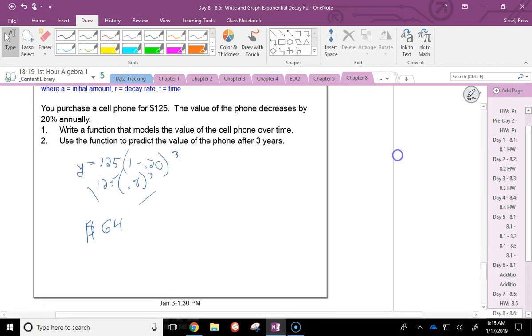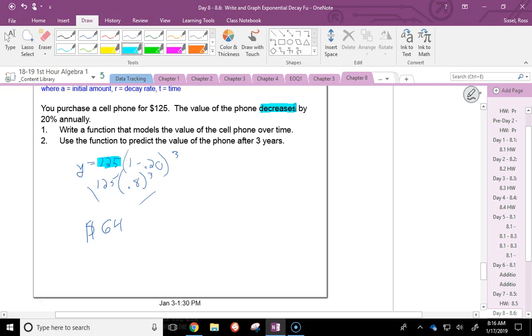You purchased a cell phone for $125. That, I know, that'd be a cheap cell phone. I'd be okay with that. But I purchased it for $125. That's my initial amount. The value of the phone decreases. That tells me we're going to have a decay by 20% annually. So my rate is going to be 1 minus my rate of 20%, 0.2. And they want to know how much the phone is worth after 3 years. So every year, annually, it goes down 20%.